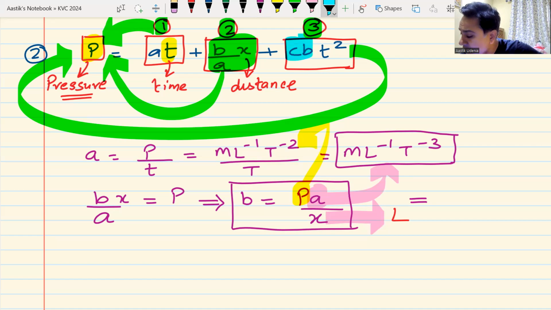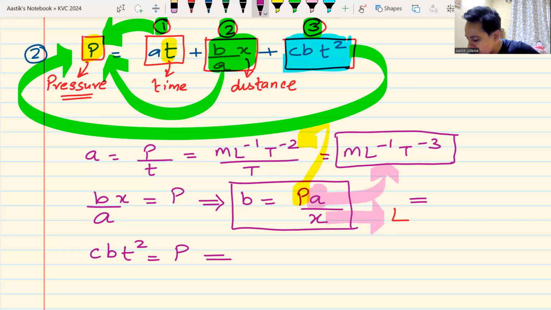Let us move on to the third block. Third block is the blue block. The dimension of this blue block will also be equal to the yellow block, which is pressure. So I just write the equation now. C into B into T square is same as the dimension of P. That means the dimension of C will be P divided by B into T square.